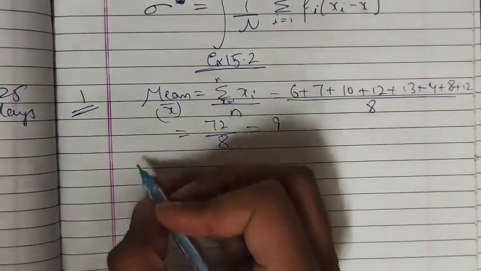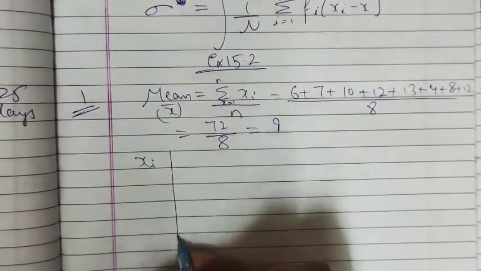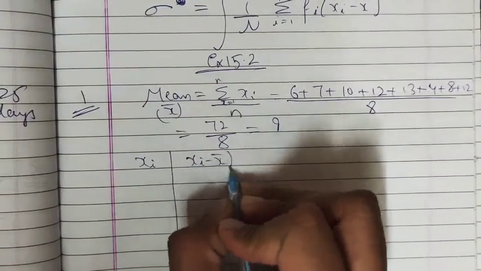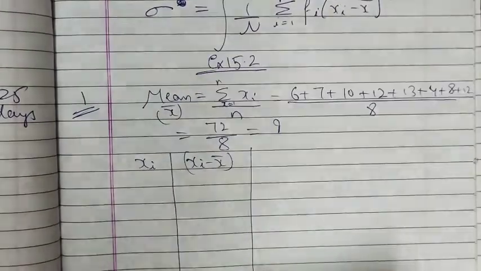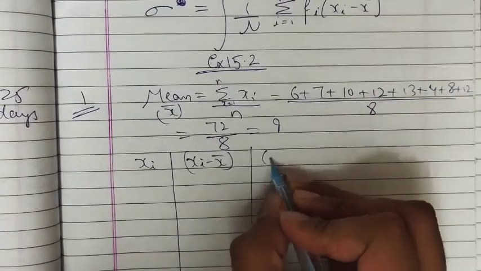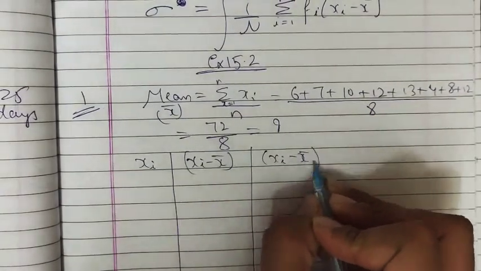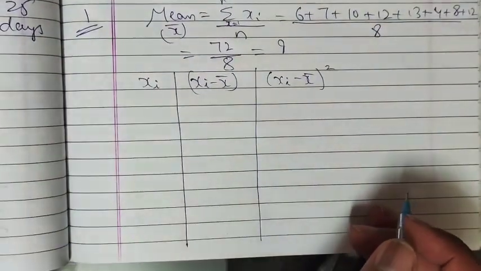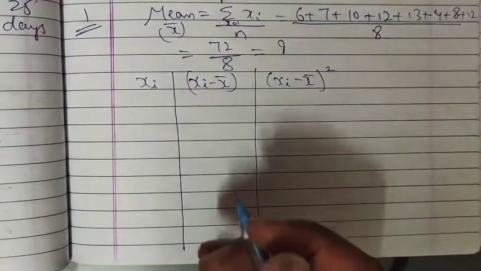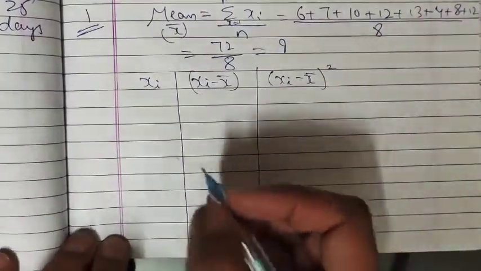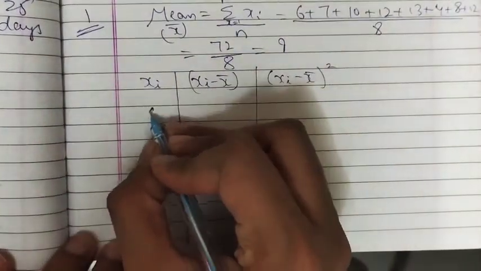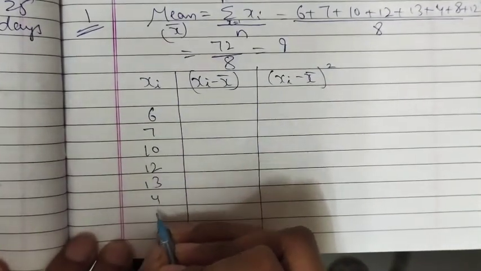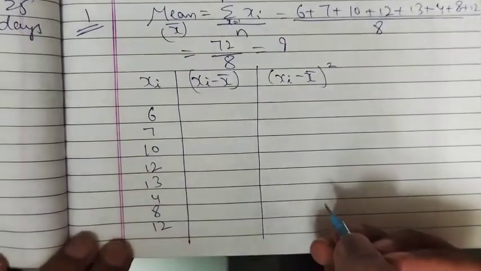The first column will be of xi, second column will be of xi minus x bar, and the third xi minus x bar whole square. Calculation will be involved in this chapter, so just take care of those calculations. The more you practice, the more it will be clear to you. The calculations will be frequent and fast. So 6, 7, 10, 12, 13, 4, 8, 12, right?